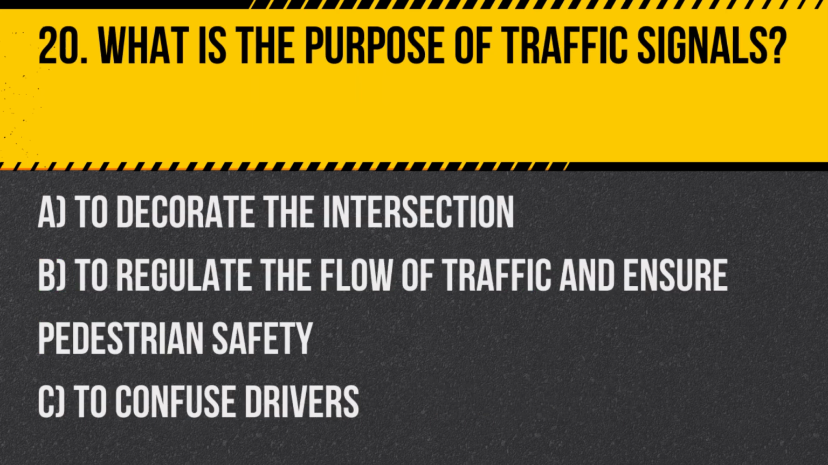Question 20. What is the purpose of traffic signals? A. To decorate the intersection. B. To regulate the flow of traffic and ensure pedestrian safety. C. To confuse drivers. Answer. B. To regulate the flow of traffic and ensure pedestrian safety. Traffic signals are crucial for coordinating vehicle movements and protecting pedestrians at intersections.